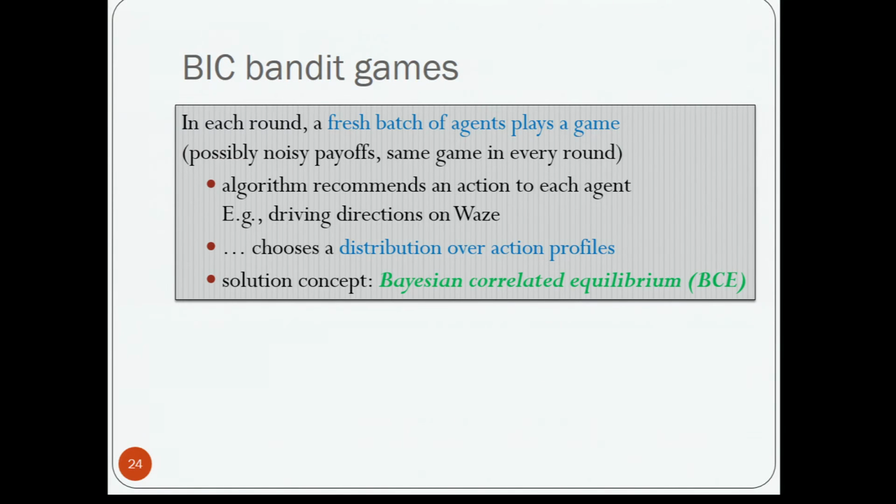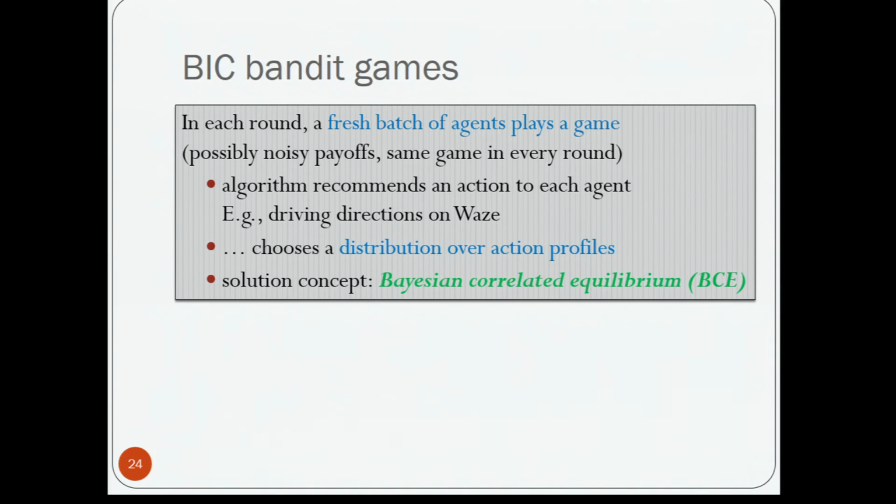So think of the driving directions on Waze. Every morning a bunch of people show up and need to drive to work and need to choose their driving route. And my choice of route can impact other people because of congestion. And then Waze can recommend the routes and convince people to do something socially optimal, that kind of stuff.